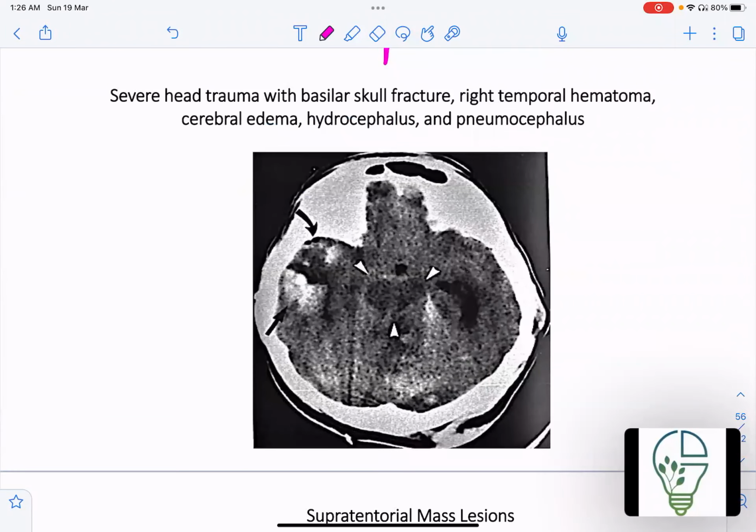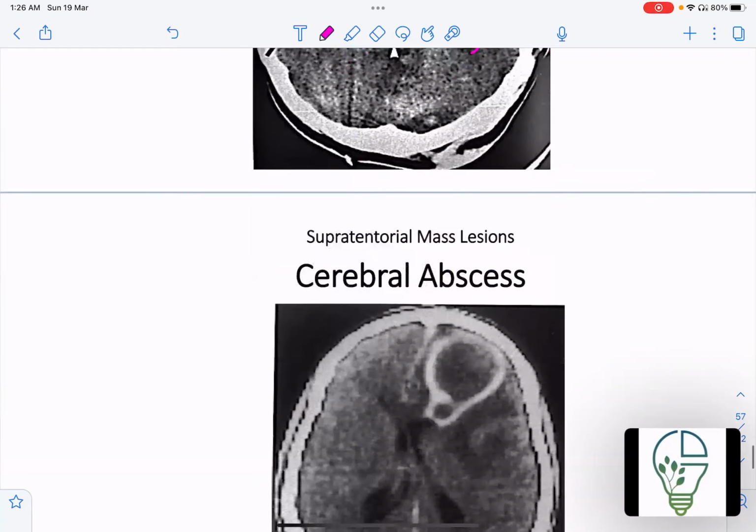Here, this is just injury. This patient has a skull fracture. They've got hematoma here and there. They've got hydrocephalus. They've got edema because of all the injury. And they've also got air in the brain, which is pneumocephalus. So this is severe head trauma.